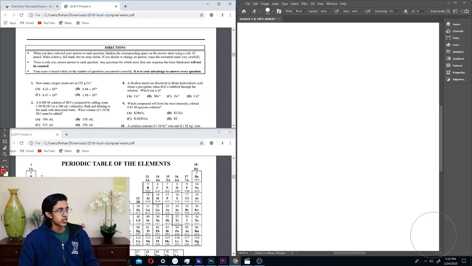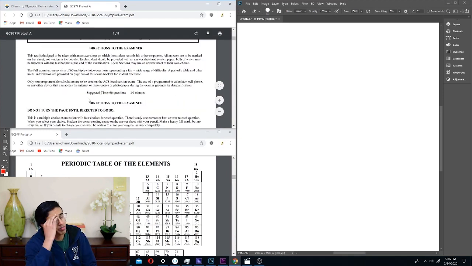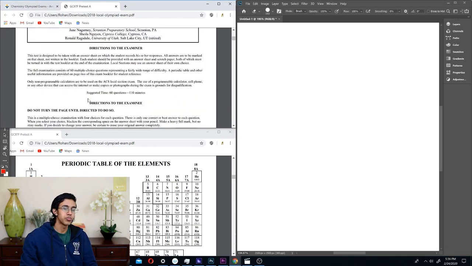Now I'm really confused, because on the test it says suggested time 1 hour 10 minutes, which is way too much time. Wait, hold up, it's 110 minutes. That is 1 hour and 50 minutes, which is way too much, honestly. And it says suggested time, what does that even mean? Whatever. The time is usually not the main constraint for this Olympiad.